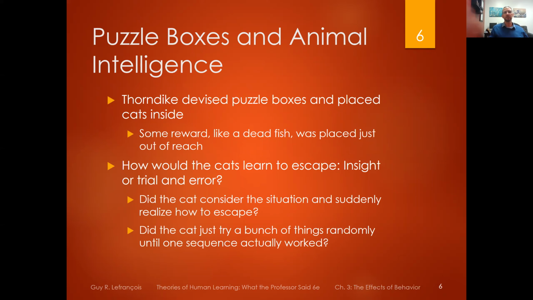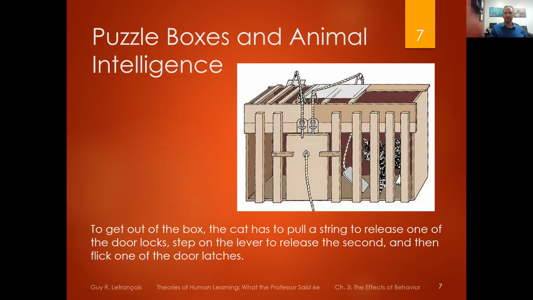Do they have some moment of insight where they realize, oh, I know how to get out of here, I need to pull this lever, push this? Or did the cats actually use trial and error to escape? This is kind of what it looks like. I encourage you to watch the video. There's a short video, just about a minute, that shows a puzzle box and shows what it actually did. Again, there's a string it has to grab onto and push, a lever that it has to operate, and then that releases the door so that the cat can come out.